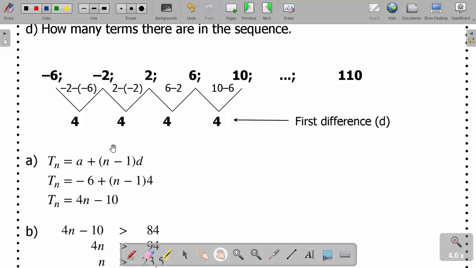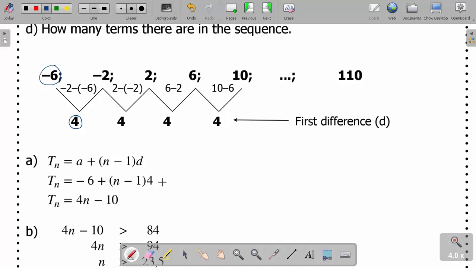We said that you use the common difference and also the first term to get your general term, which is Tn equals a plus (n minus 1) times d. What is my a? My a is -6. What about my d? My d is 4. Note what we said when we are distributing here: 4 multiplied by n gives 4n, and 4 multiplied by -1 gives -4.